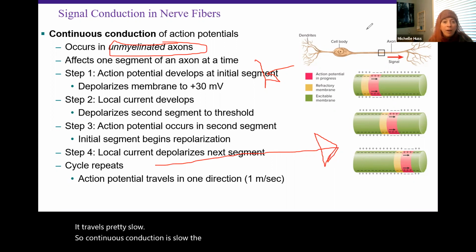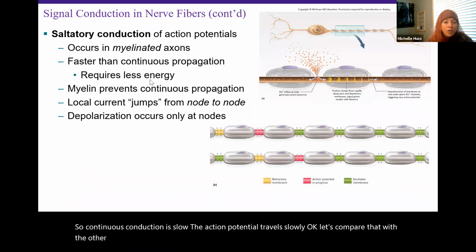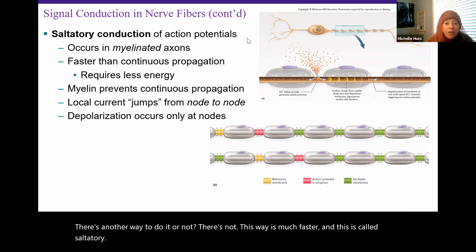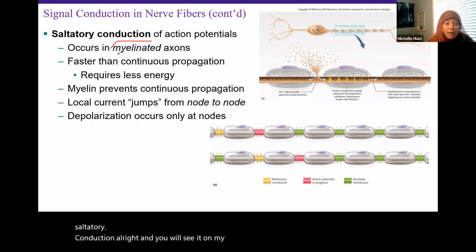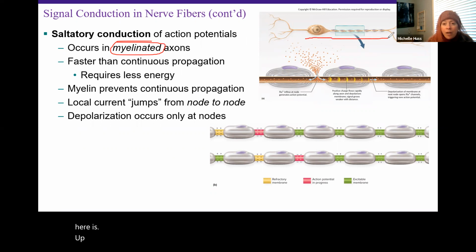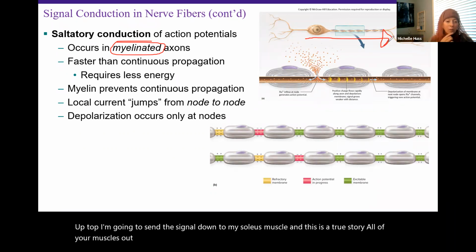Okay, well, let's compare that with the other way. There's another way to do it, and this way is much faster. This is called saltatory conduction. All right, and you will see it on myelinated axons. If you have myelin on you, you will see this. So here, up top, I'm going to send the signal down to my soleus muscle. And this is a true story: all of your skeletal muscles have myelinated axons, okay? So long axons are always going to be myelinated.